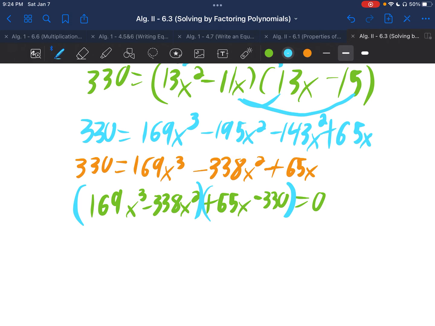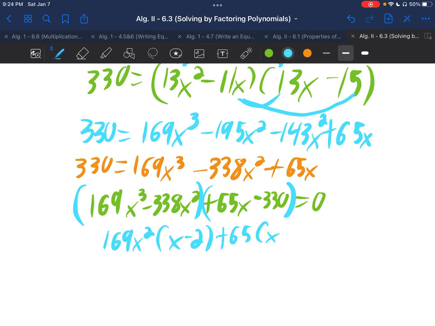So we go the first two, last two. The first two have 169x squared in common, and we're left with x minus 2. The last two have 65 in common, and we're left with x minus 2.